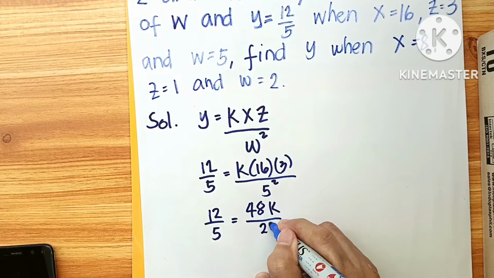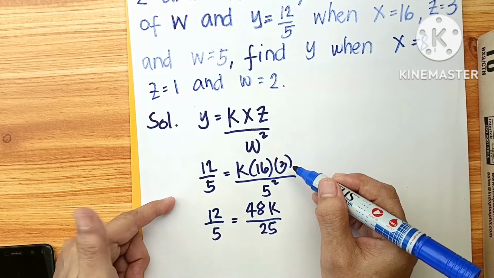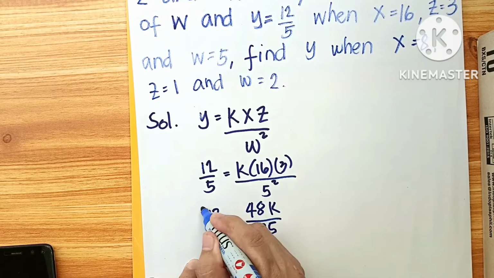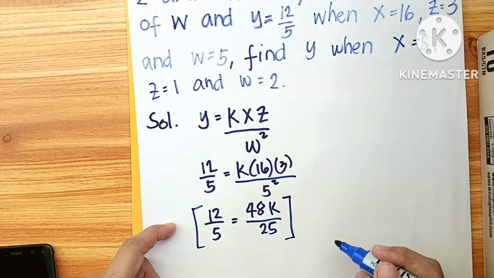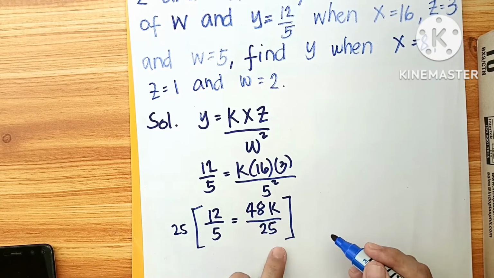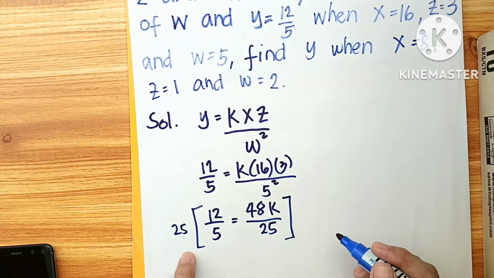over 25. Now, if you notice, I multiplied the 16 and 3 because we have nothing to cancel. We have no choice, no? And then, for me, in this case, it's easier to bracket, no? We multiply it by the LCD. So, let us multiply both sides by 25. You know why? Because if I cross-multiply, I will end up with 25 times 12, which is a very big number, no? That's 350, I think, no? So, if we just bracket this, we can avoid those numbers, no?